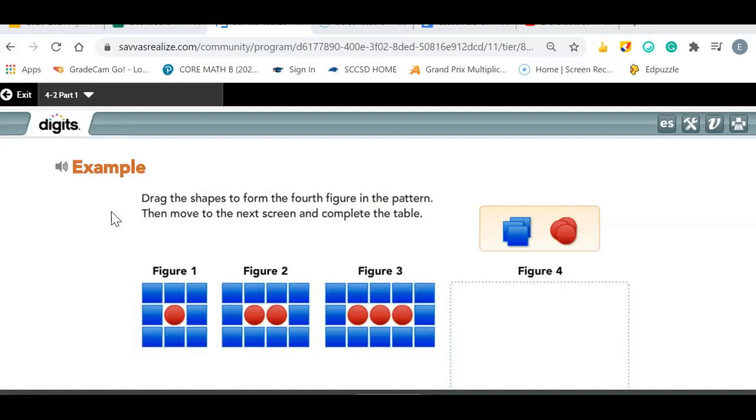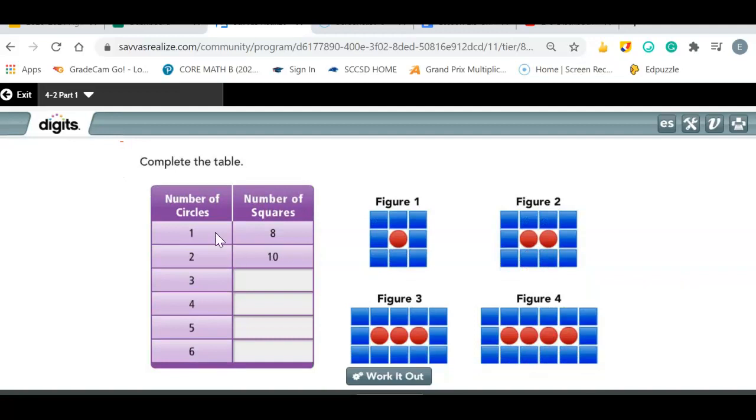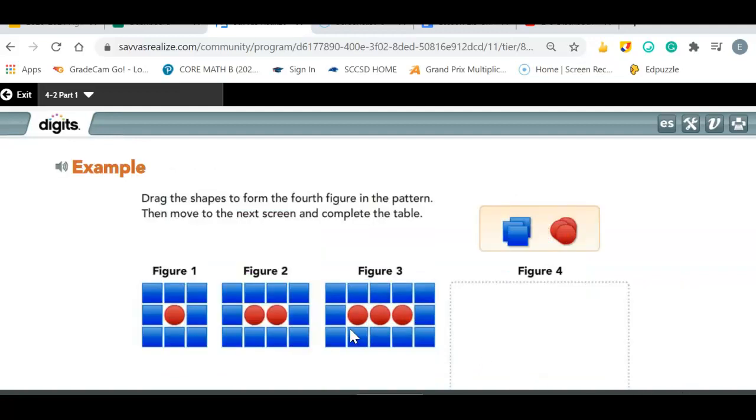In our next little section here, it says drag the shapes and form the fourth figure in the pattern. Then move to the next screen to complete the table. So what I would like for you to do on your guided notes is to draw the figure 4 in the space provided. And then give the answer there, and fill in the table with each number of squares and the number of circles in the table provided.